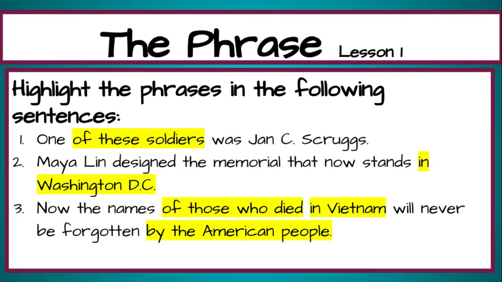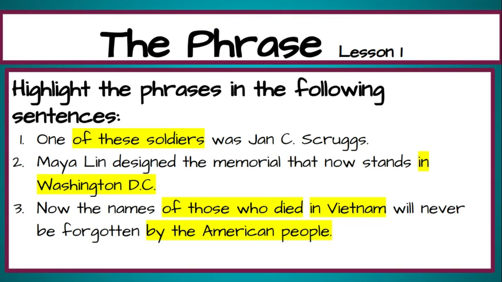All right, how did you do? Let's take a look. The phrase in the first sentence, one of the soldiers was Jan C. Scruggs, is of these soldiers. You'll see that it starts with a preposition of, and then we ended it with the word soldiers. And the reason why we did that is because the next word after soldiers is the verb was, and we know that phrases cannot have verbs in it.